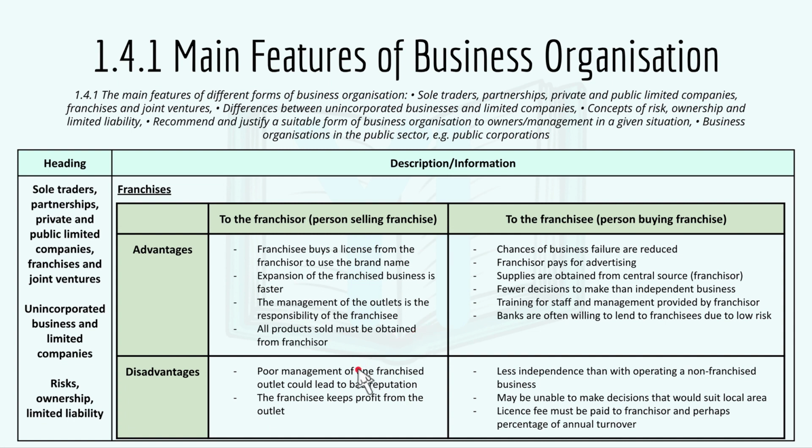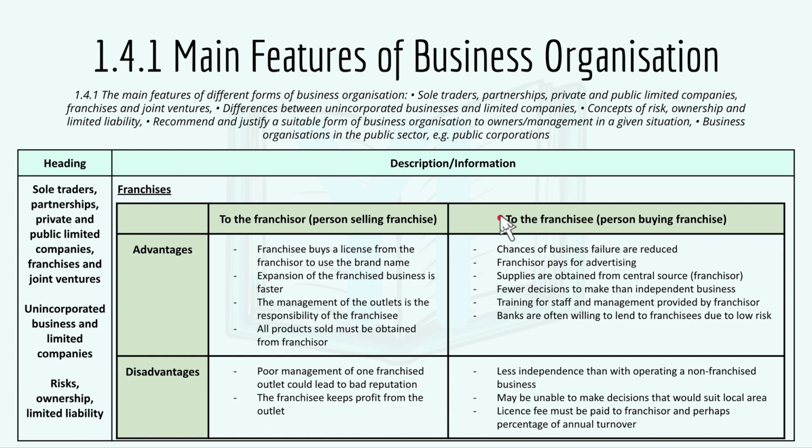But disadvantages include the poor management of one franchise outlet could lead to bad reputation. For example, we have a lot of McDonald's chain, but if one McDonald's outlet performs poorly or has a bad reputation, the whole brand name of McDonald's would have a bad reputation. And another disadvantage is that the franchisee keeps the profits from the outlet.